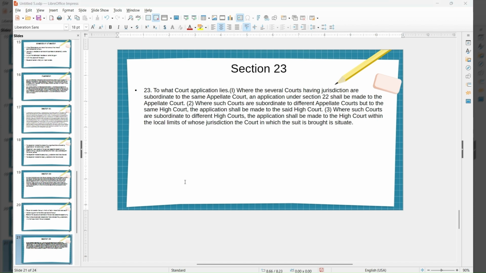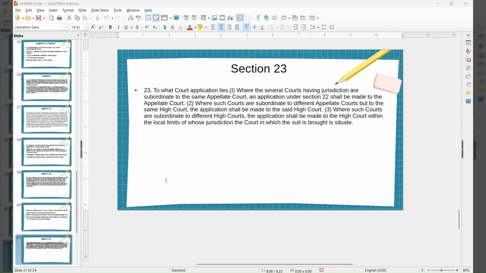This section 23 is about to what court an application lies. When a defendant wants to transfer a suit, which is specifically mentioned under section 22 of CPC, the application should be made to the correct authority. Section 23 tells which court has the power to consider such transfer applications. There are three situations, as I have read through the definition.